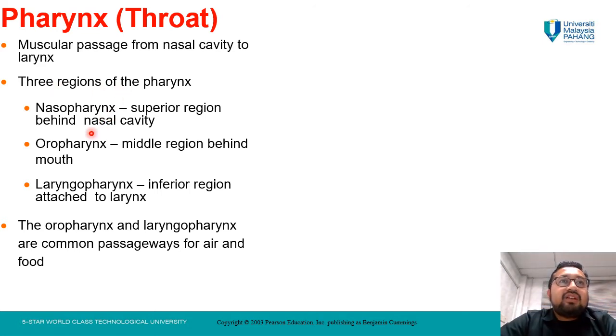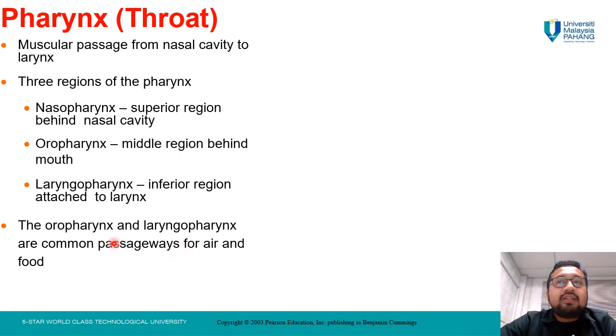Three regions of the pharynx, we've got nasopharynx, superior region behind nasal cavity, and then we've also got oropharynx, middle region behind mouth, and lastly laryngopharynx, inferior region attached to larynx. So the part which will connect to the larynx, we call it as a laryngopharynx. Nasopharynx connect to the nasal part, oropharynx connect to the oral cavity part, where the laryngopharynx connect to the larynx part. The oropharynx and laryngopharynx are common passageways for air and food.